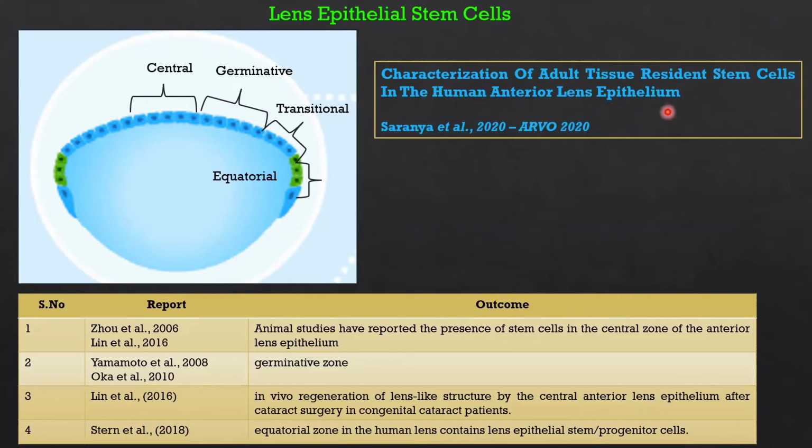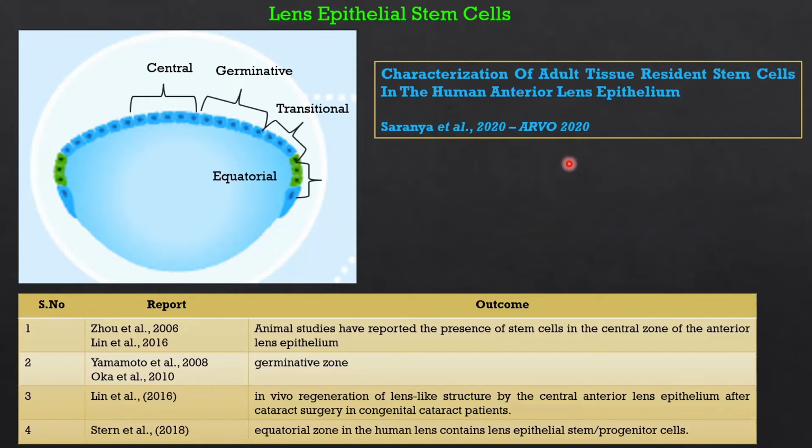So this is an ARVO abstract which was supposed to be presented this year at ARVO Baltimore, and still I think you can view her abstract on the ARVO website, and beautiful work is being carried out by our stem cell team from AMRF. So you can just look into it.